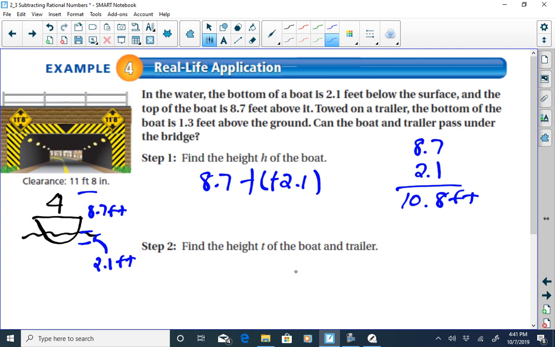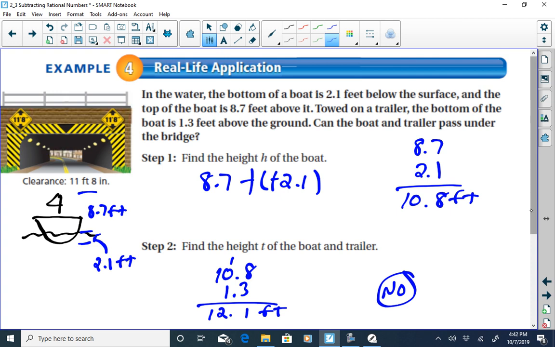Step 2, to find the height of the boat and the trailer. Well, the trailer is 1.3 feet above the ground. So if I have that boat on the trailer, it would be the 10.8 feet height of the boat plus the 1.3 the height of the trailer. We add that together, 1 plus 1, right? We wind up with 12.1 feet. And then I look at this drawing here and I see that this is 11 feet 8 inches, which is definitely less than 12.1 feet. So the answer to that question would be no. Right? Could the boat pass under there? It could not.